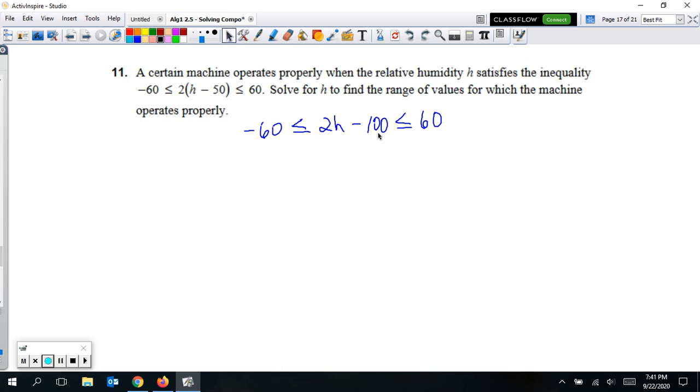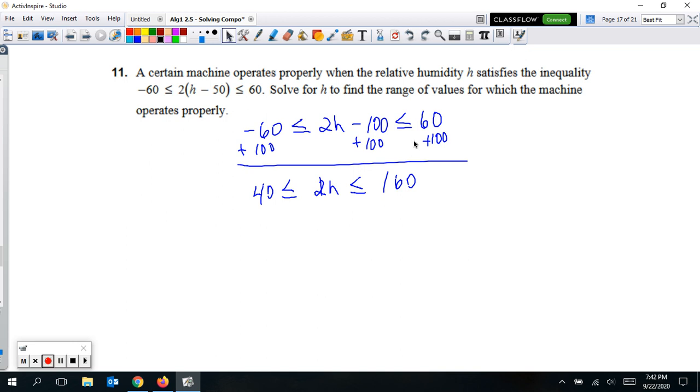It is one of those compound ones, which is an intersection. We're not going to need to graph this one, we just want to find the solution. So we start by getting the 2H by itself. I need to undo this minus 100, so I've got to add 100 to the middle, which means I'm going to add 100 to the left side, the negative 60, and to the positive 60 on the right. So if I take 60 away from 100, that's going to give us 40, then the inequality symbol. The hundreds cancel in the middle, so it's just leaving us a 2H, the inequality sign, and then 160 over here when I add those together.